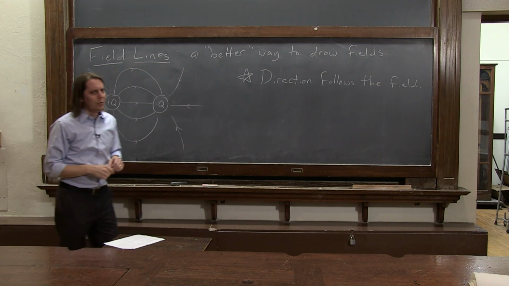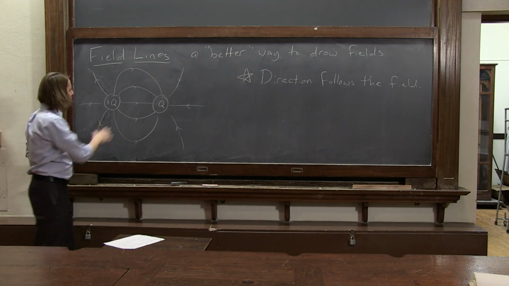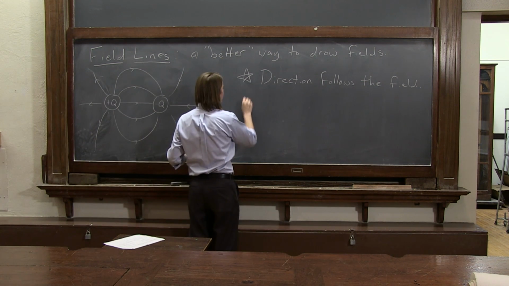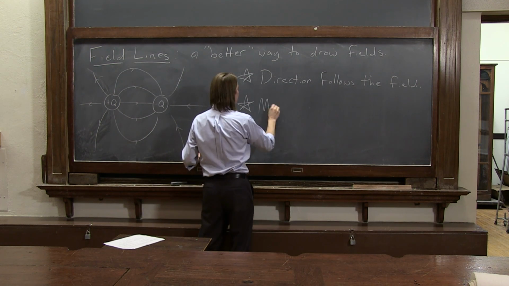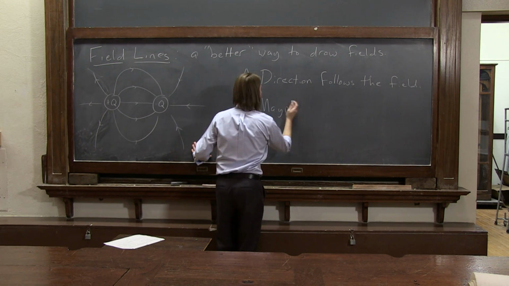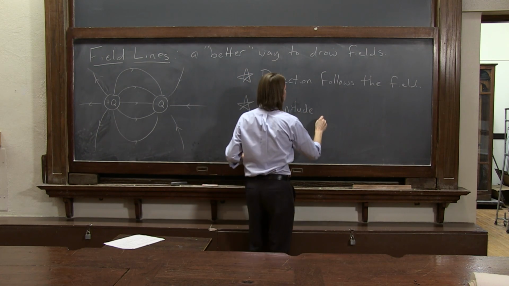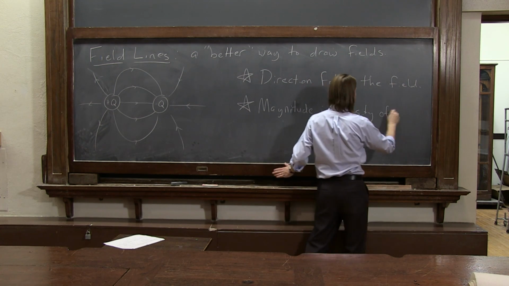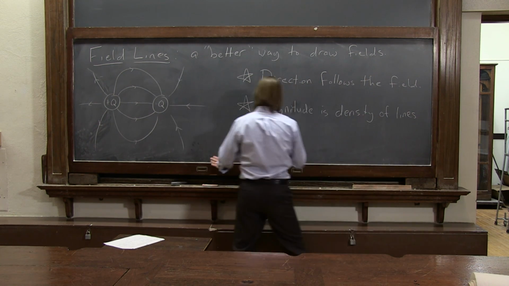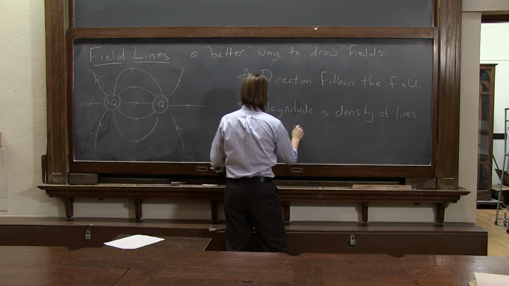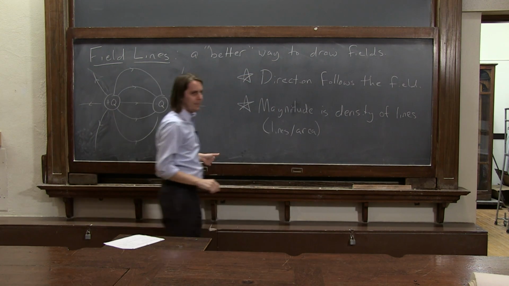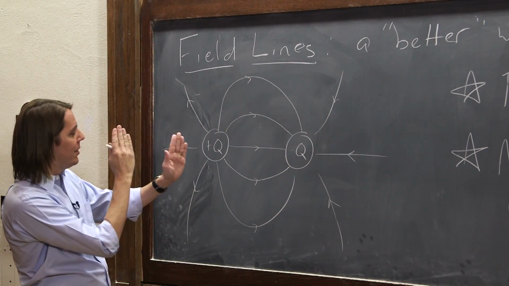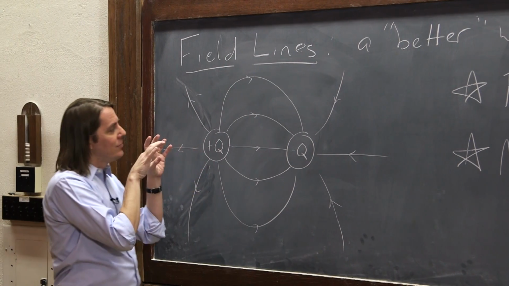Now you might say that's really no different than a quiver plot. All we've done is not break them up into individual vectors, but it is different, and the key is in the magnitude. The magnitude of the field is the density of lines. And by that, I mean the lines per unit area. Okay. And by area, I actually don't mean the area in the plane of the board. I mean the area perpendicular to the plane of the board, the area of lines going through a surface.